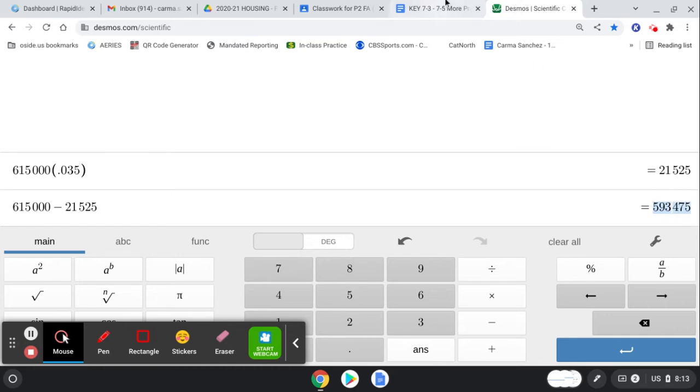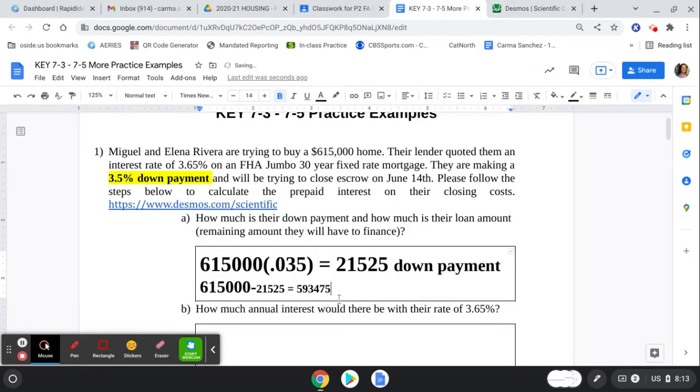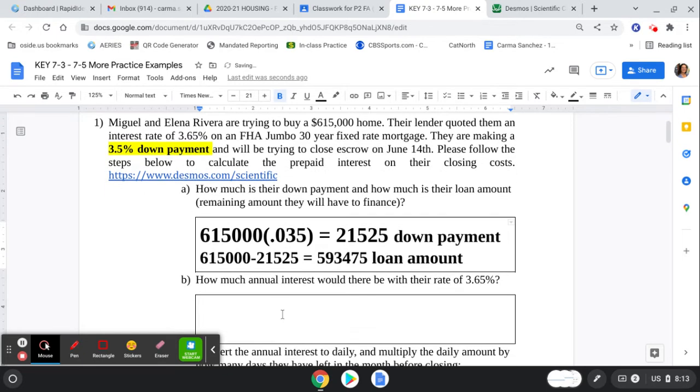And you might be thinking, wait a second, that's kind of a weird number. Is that how loan amounts work? Yes, they can be any number. Whatever money down you make, the rest is your loan amount. Okay, so this is the loan amount remaining. This is the amount you are going to borrow, or your principal for the loan.